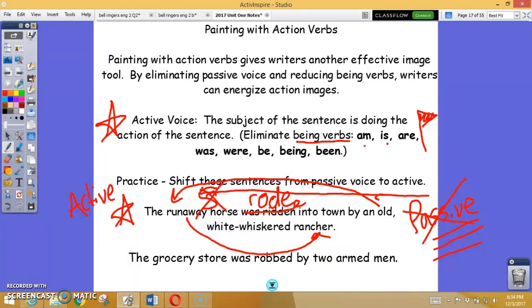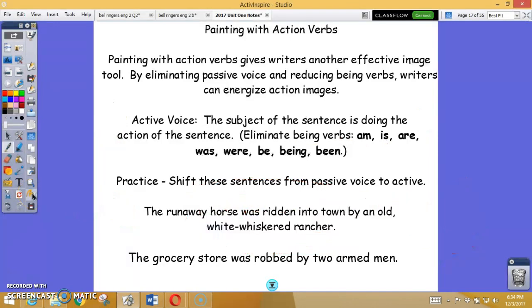Okay, so let's do our next example. If this is still kind of unclear to you, let's just talk about our next example. Same thing here. This sentence right here is passive voice. Okay, the grocery store was robbed. That's our verb. Remember, we're looking at the action verbs as well as the being verbs. Was robbed. So here's our red flag. Was robbed by 2 armed men. Again, this is all out of whack.